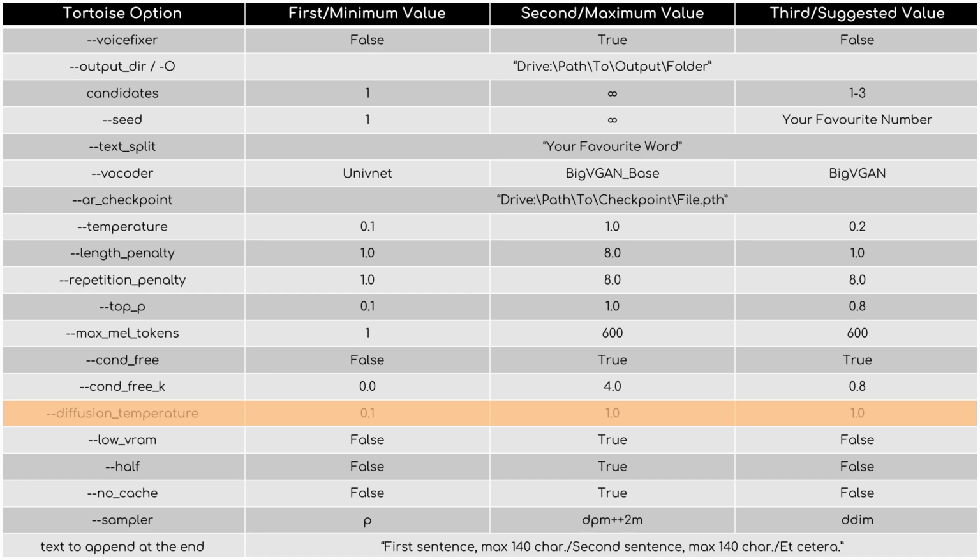Diffusion temperature is somewhat similar to Top P, in that it controls the output vividness. 0 is less lively, and 1 is more lively. Low VRAM, half precision, and no cache are self-explanatory, and should only be changed to true if you are really running out of memory. One at a time, and in this exact order. There are 3 samplers at your disposal, P, DDIM, and DPM plus 2M. In theory, this would be a ranking from worst to best, but I don't know why in practice the latter gives me poor results, so I use DDIM.